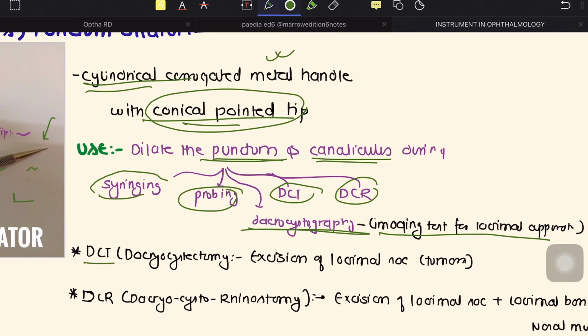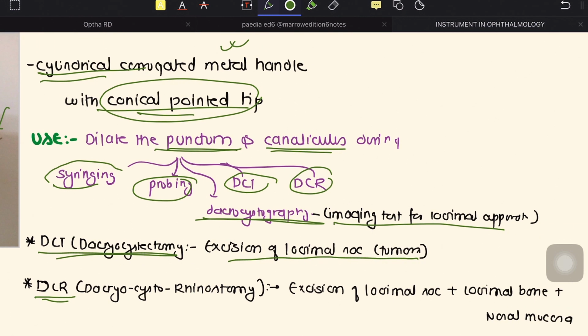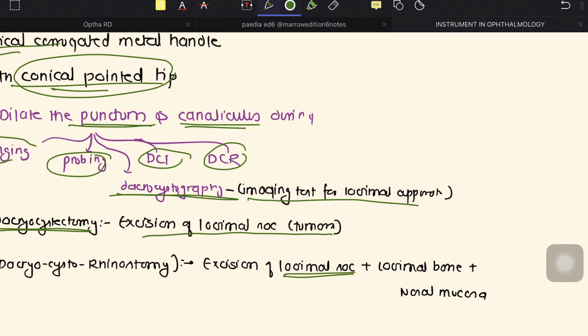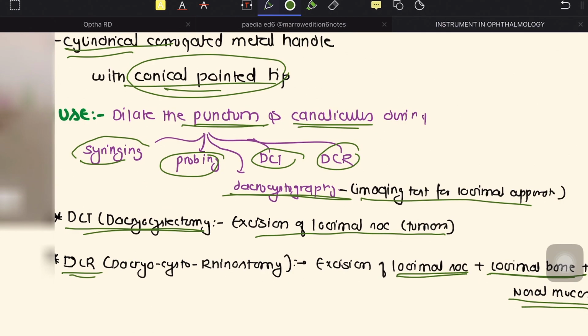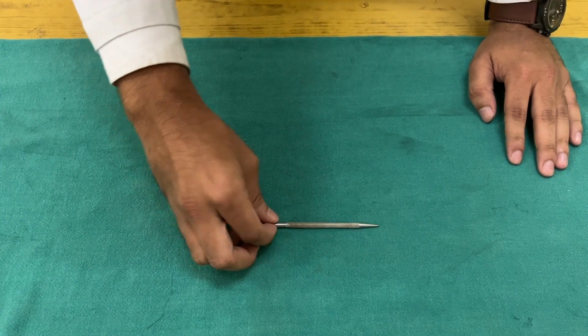The next surgery is DCT. Dacrocystectomy is excision of the lacrimal sac tumor. DCR is dacrocystorhinostomy. It is used for excision of the lacrimal sac along with the lacrimal bone and the nasal mucosa, hence called dacrocystorhinostomy. So this is our punctum dilator.